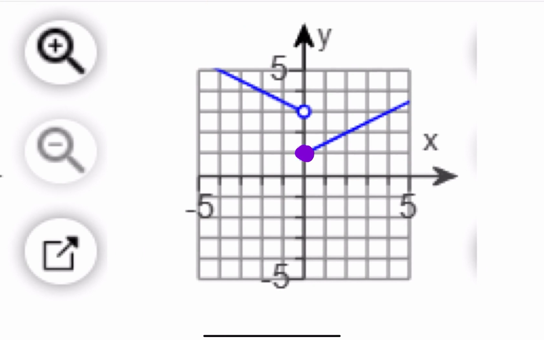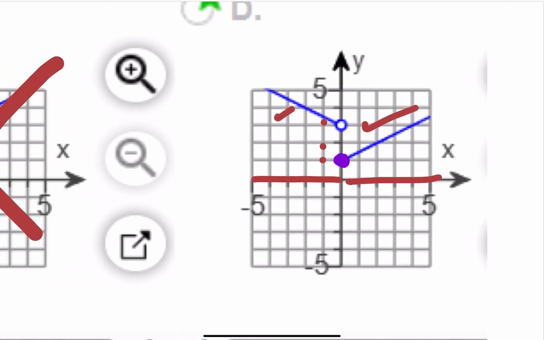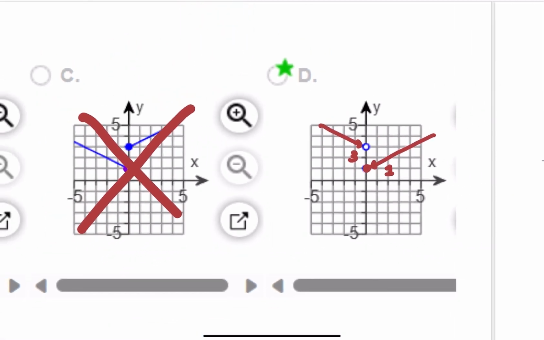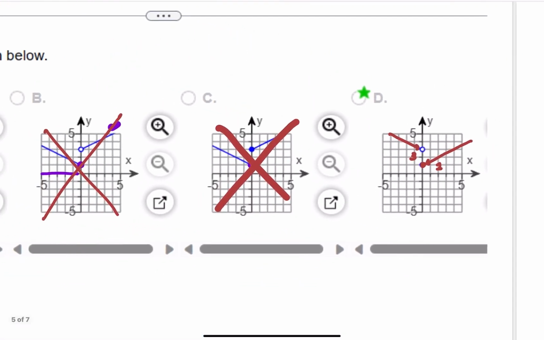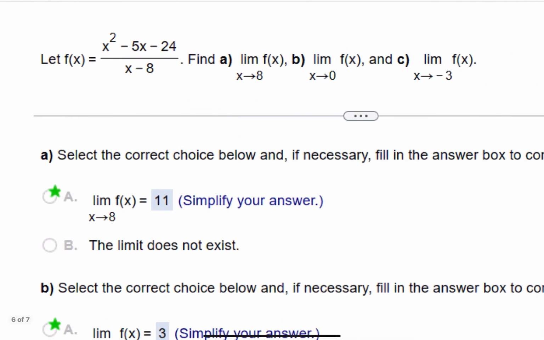Let's see. When I'm approaching from the left hand side, the function value is 1, 2, 3. Yes. When approaching from the right hand side, the function value is 1. So this is my final graph. Again, how do I check? I start with the function value, which is 1, and when I'm approaching from the right hand side, I am approaching 1. When I'm approaching from the left hand side, I'm approaching 3. My function value is 3. Okay?